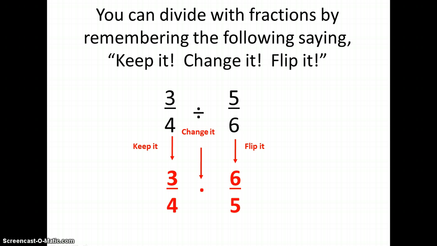So I would get 3/4 times 6/5. Keep it, change it, flip it. And that gives me 18/20, which I would then have to simplify to get 9/10.